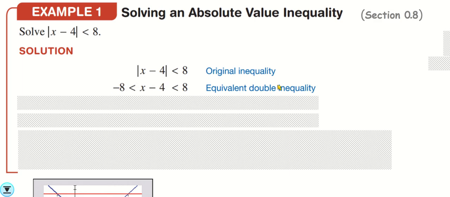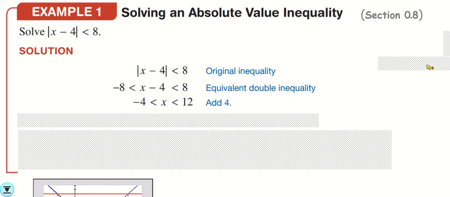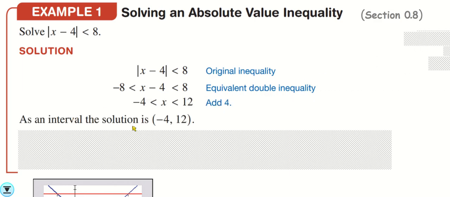So what I usually do is write this into two separate ones. It's the same as this, but what I would write down is x minus 4 is less than 8, that's the one case. And then the other one would be x minus 4 is greater than -8. So I would write x minus 4 is less than 8, and, the word is and here, x minus 4 is greater than -8, which is what this says. Okay? And then the bottom line is you solve for x.